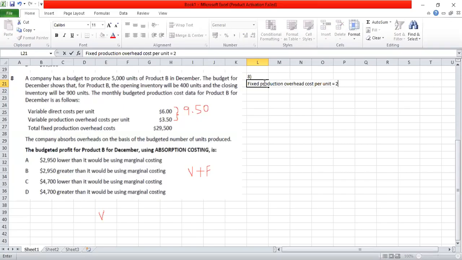Is equal to 29,500 divided by, this was incurred for the production of 5,000 units. So is equal to, check that, 29,500 divided by 5,000. Okay. So each unit, the rate comes out to be 5.9.